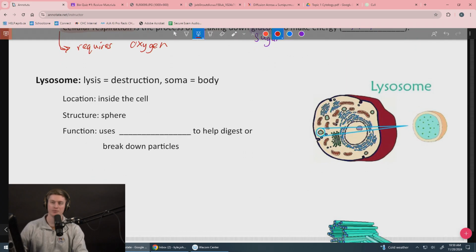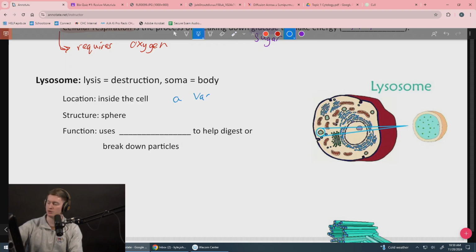Lysosomes. Now I wrote at the beginning of this lesson that these are only in animal cells. You'll see that that's not labeled here in your notes. That's only going to be important for the end here. But the word lysis is to destroy or to cut. Some is the body, so it's this sphere full of destruction, really. It is a vacuole filled with enzymes.